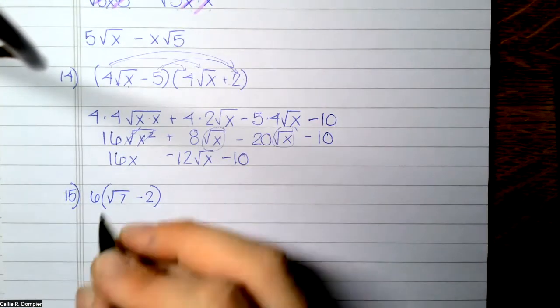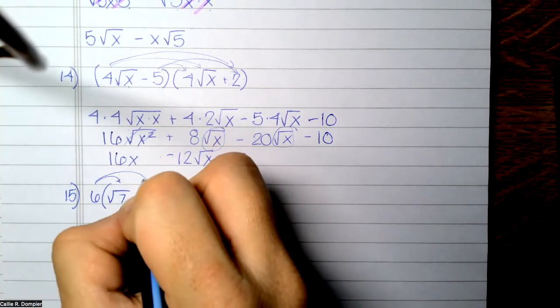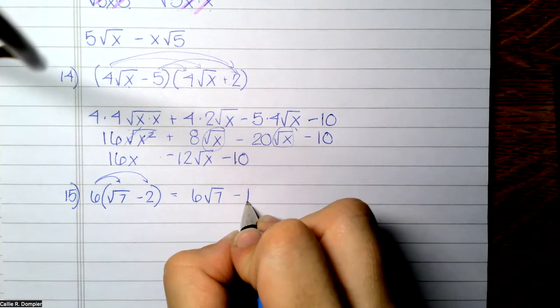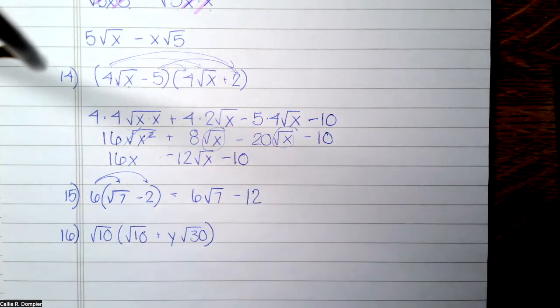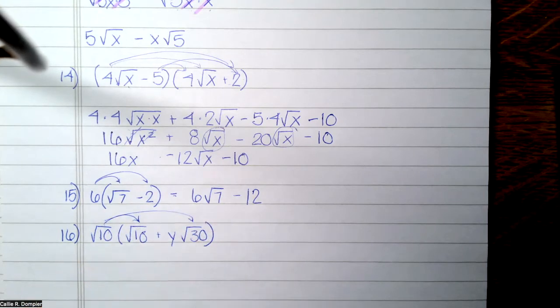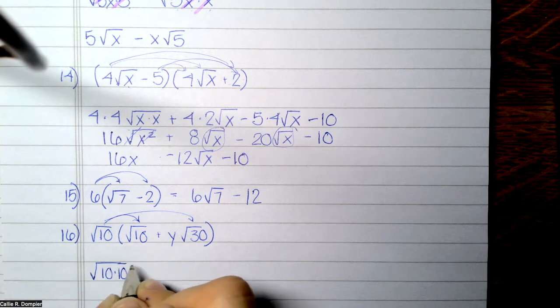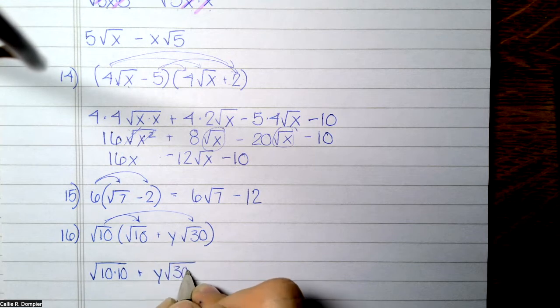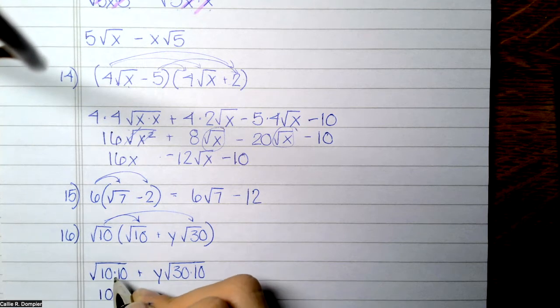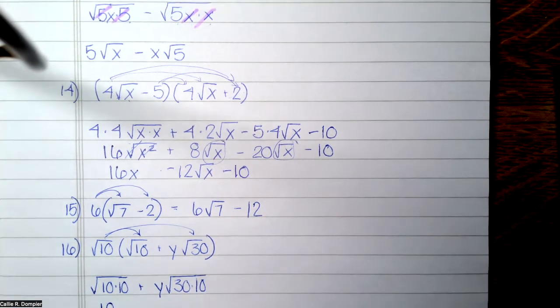Number 15 is 6 distributed to the square root of 7 and to -2 becomes 6 square root of 7 minus 6 times 2 is 12. 16 is the square root of 10 distributed to the square root of 10, and y is the square root of 30. So this is the square root of 10 times 10 plus y times the square root of 30 times 10. Good. If I have 2 10s under the radical, they come out, right? 10 times 10 is 100. The square root of 100 is 10.